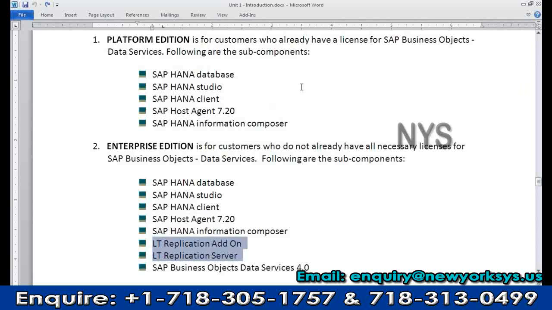But when you are purchasing a platform edition, you are not actually purchasing Business Objects, in which case you need to purchase the replication add-on and replication server separately. So these two have to be paid for in the platform edition. When I say these two are free when you purchase Business Objects, that does not mean they are free always. Only when you are purchasing the enterprise edition do you get these two components free.